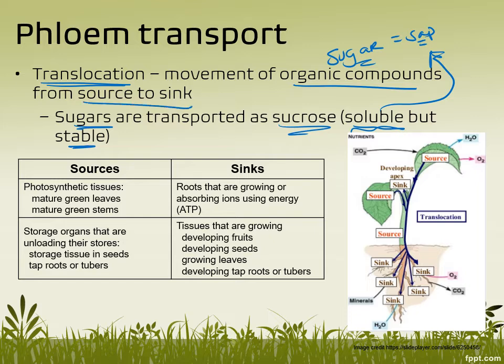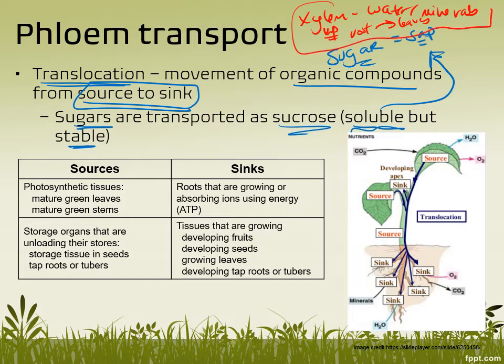So this idea of source and sink. Remember that our xylem is what transports water and minerals. It's always going to move up, always up the plant. So xylem can only move in one direction. We're going to move up that plant from the root through the stem up to the leaves. So xylem in transpiration is water and minerals, always up.